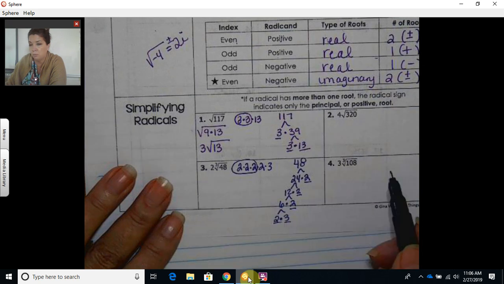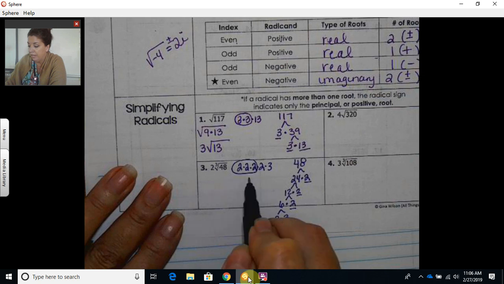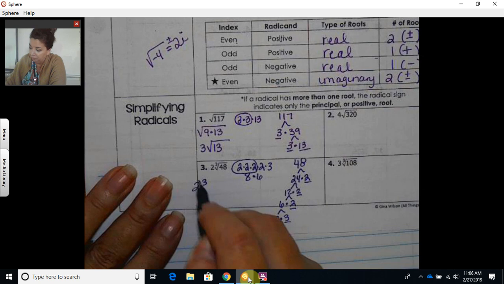So I'll multiply those together. What's 2 times 2 times 2? 8. And then whatever's left, I'll multiply it together. Well, is 8 times 6 48? Okay. So I can replace 48 with 8 times 6, right? So this is 2 times the cubed root of 8 times 6.